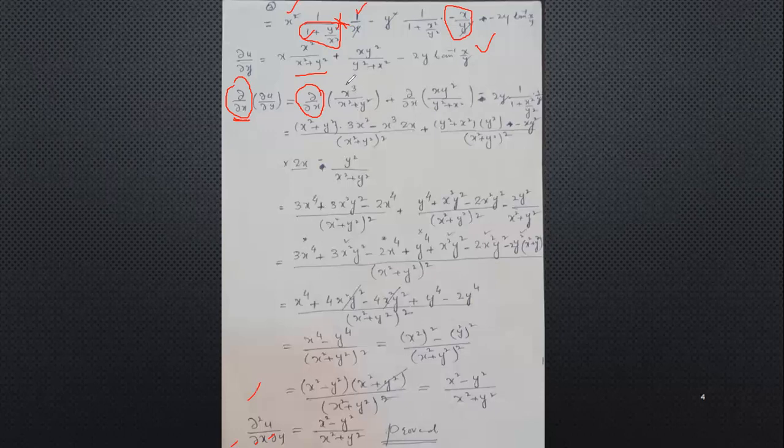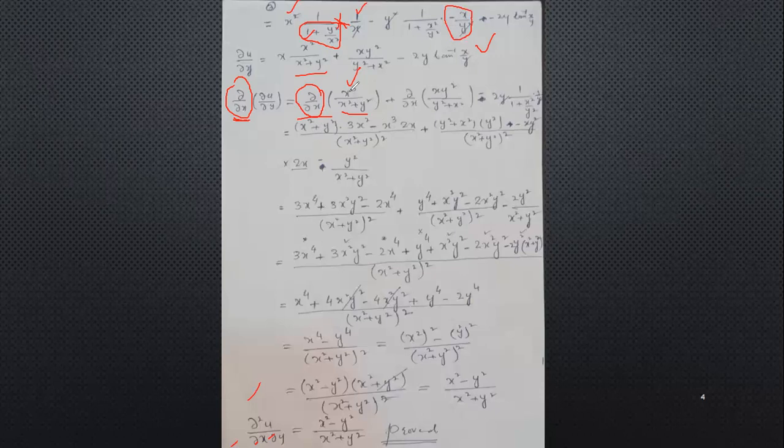In the numerator and in the denominator we have x. So we use the u divide v formula. According to the formula, v is the same, x square plus y square, the same. The derivative of u with respect to x, we get 3x square, minus. This minus we use in the formula.